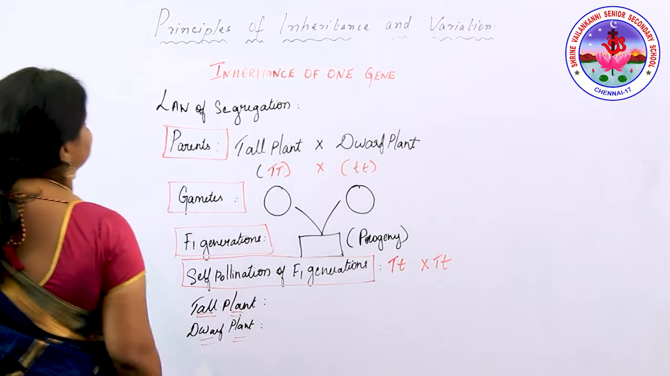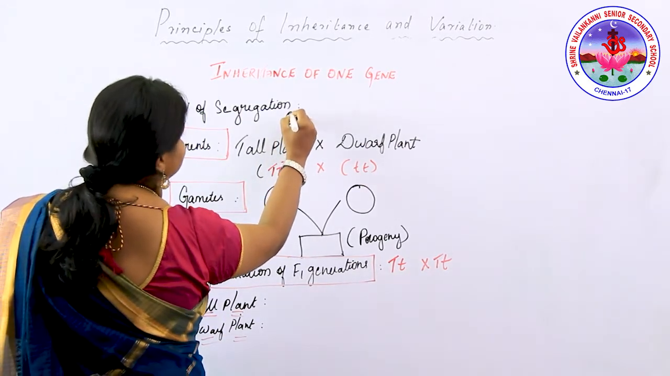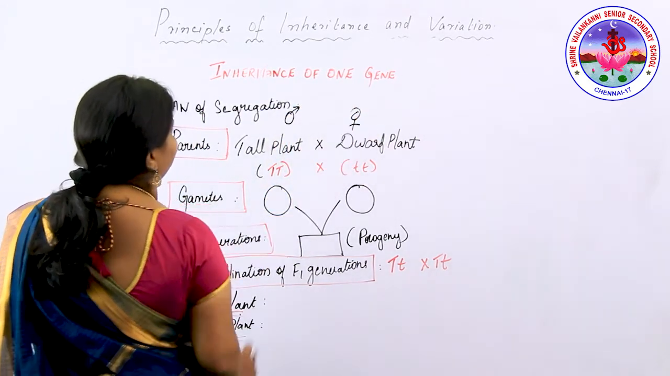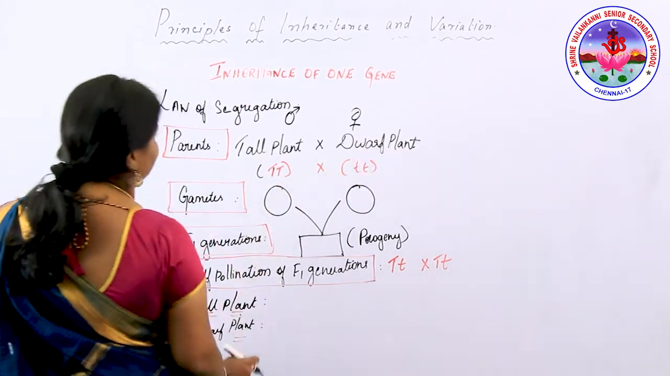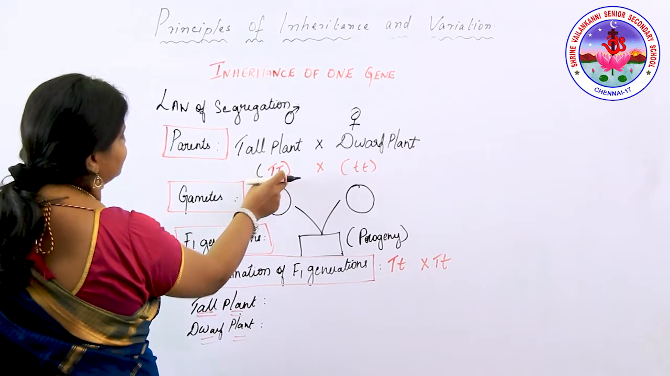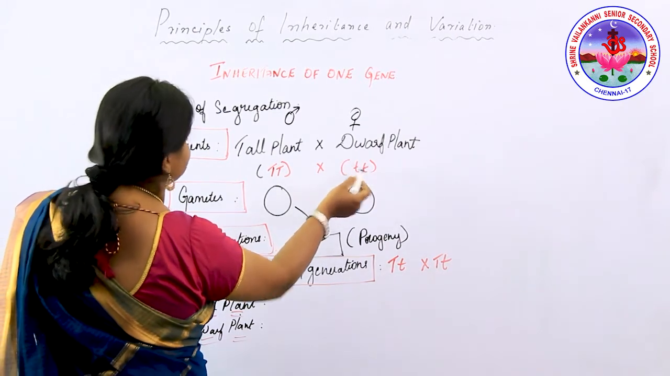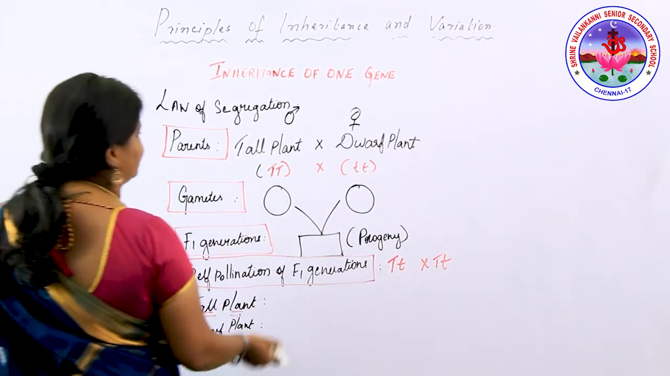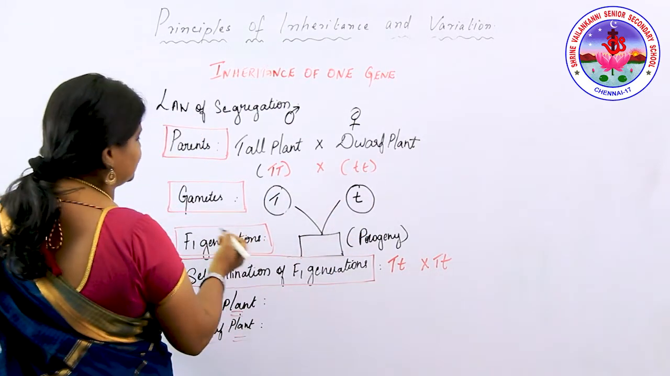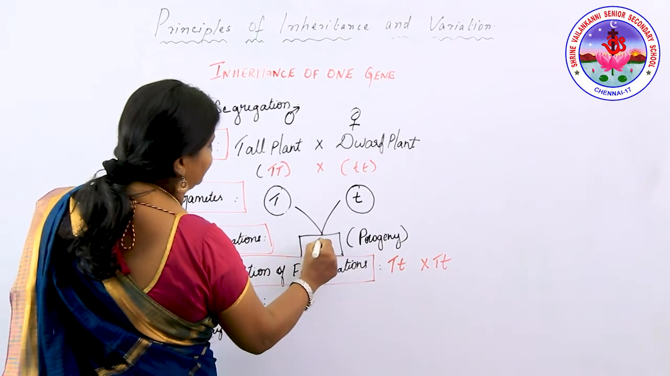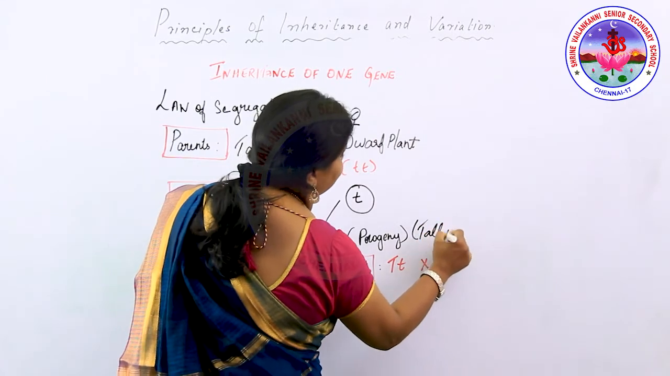For the law of segregation, see, this is the parent. From the parent we take the male parent and the female parent. We take one pair of characters, that is the tall plant as well as the dwarf plant. The tall plant we represent as a capital T, and the dwarf plant as a small t. So now the gametes will be exhibited. We take this capital T and small t, and as a result in the F1 generation, capital T, small t, the progeny will be exhibited. We call that the tall plant.